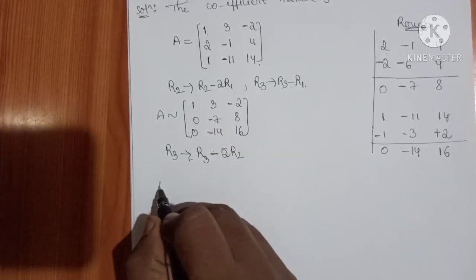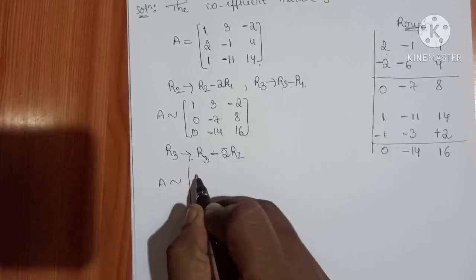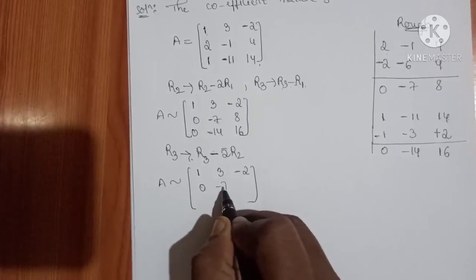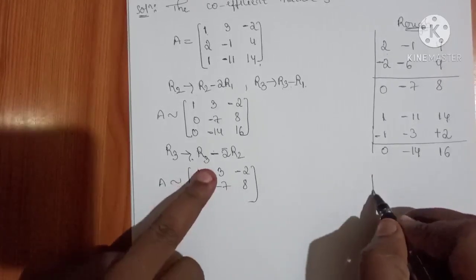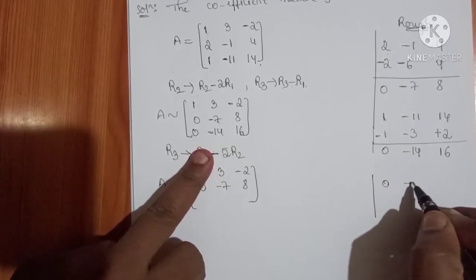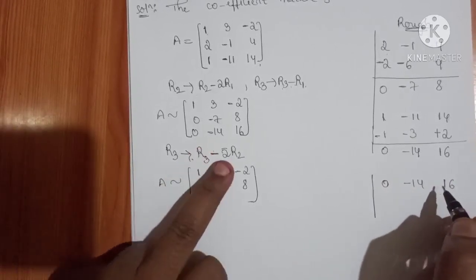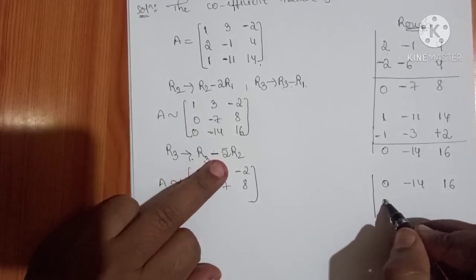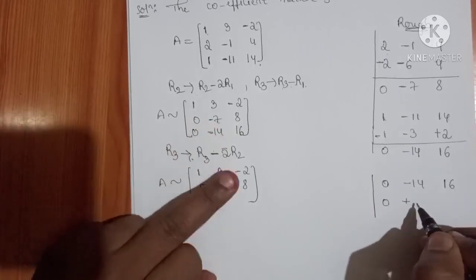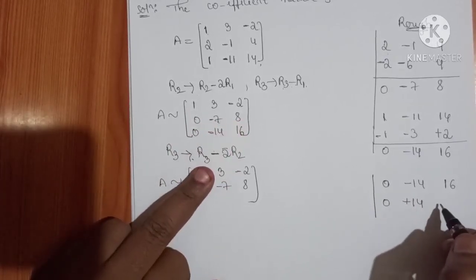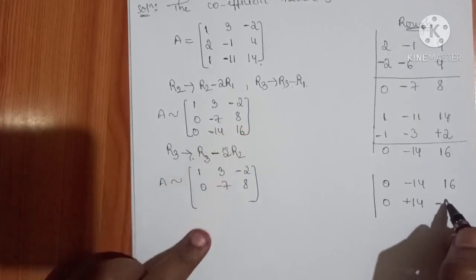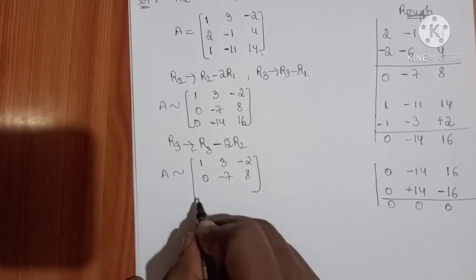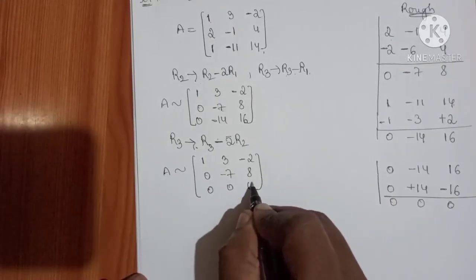Then A is equivalent to: first row as it is, second row also as it is, and the third row elements are R3 elements 0, minus 14, 16, minus 2 into R2. 0 into 2 is 0, minus 14 plus 2 into 7, 14, gives 0, and 16 minus 2 into 8, 16, gives 0. Thus the last row we get 0, 0, 0.